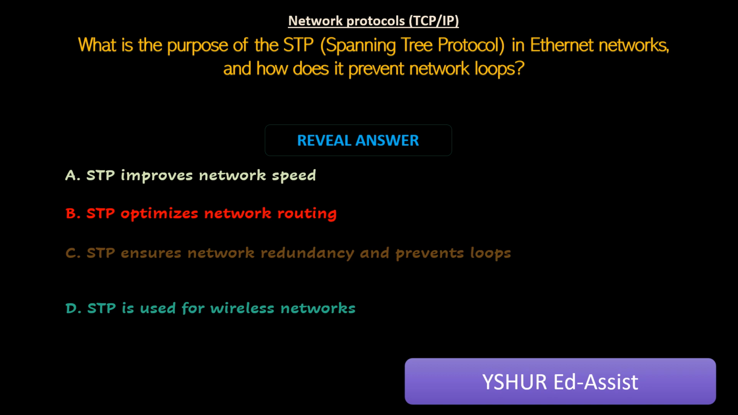A. STP improves network speed. B. STP optimizes network routing. C. STP ensures network redundancy and prevents loops. D. STP is used for wireless networks.